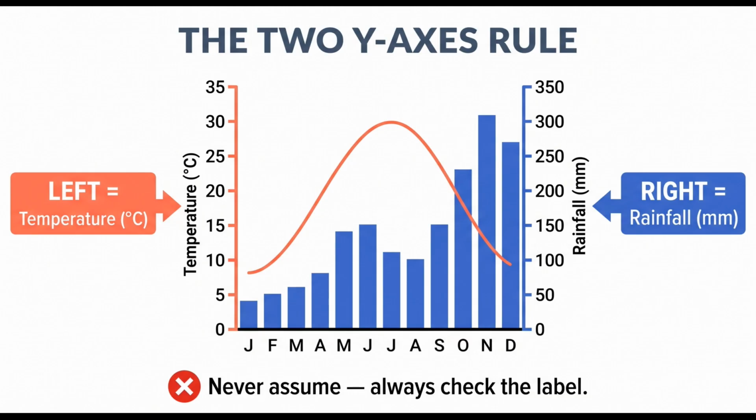Before you read a single value from any climate graph, check both axis labels. Left, temperature, degrees Celsius. Right, rainfall, millimeters. This single step stops the most common climate graph reading error, which is reading a rainfall value from the wrong axis. Check the labels first, every time.